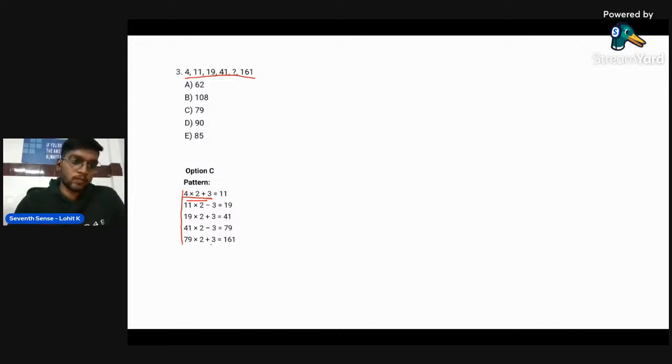Okay, so first what they are doing: 4 multiplied by 2 plus 3, that is 11. Then 11 multiplied by 2 minus 3, that is 19. Then 19 multiplied by 2, and they are again doing plus 3. So they are following that same pattern here, plus minus. Using that, what is the answer you're going to get?